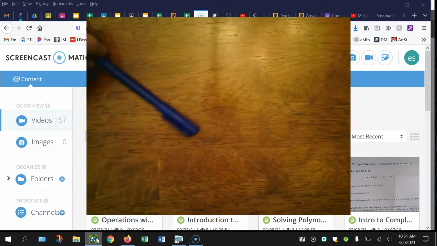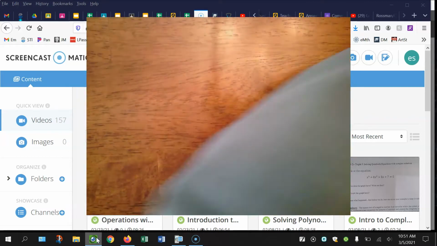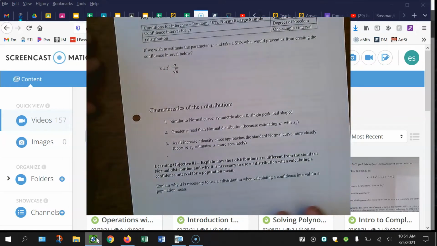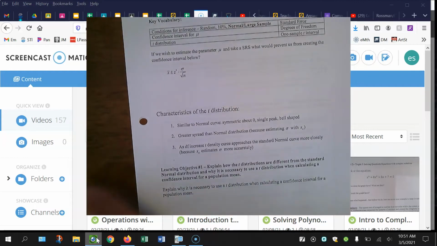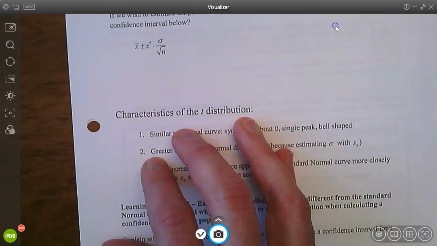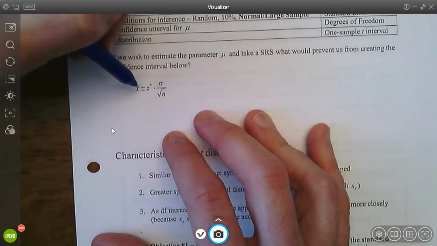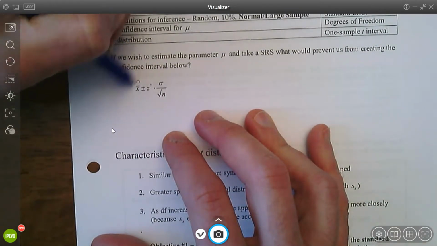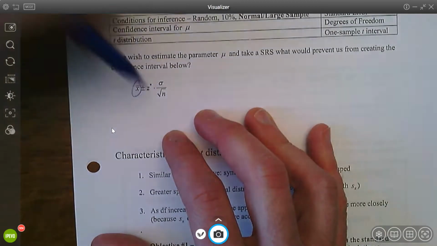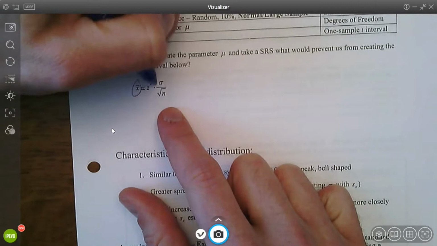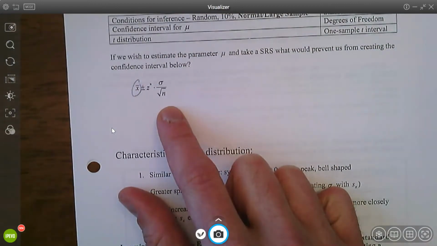So in this video, I'm going to cover section 8.3, which is the beginning of this unit, which deals with quantitative variables, which leads us to sampling distribution about means. So here's the deal. We want to create a confidence interval for a sample mean. So we're going to use for our population mean the sample mean as our point estimate plus or minus a critical z value times the population standard deviation divided by the square root of the sample size.